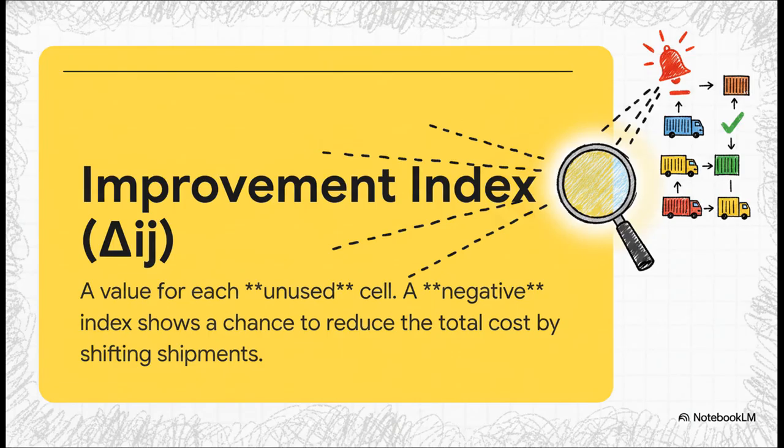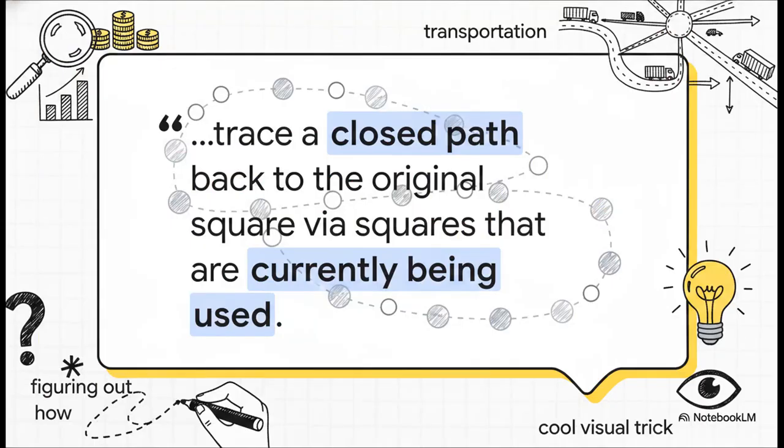If that scanner finds a negative number for one of the empty routes, it's like an alarm bell goes off. It's basically screaming, hey, over here, you can save money by shifting some of your shipments to this route. So once MODI finds a potential saving, it has to figure out how to actually make that change without messing up the entire shipping plan.